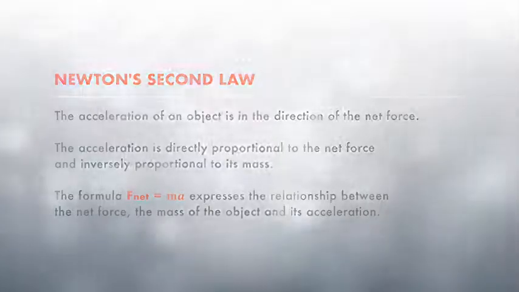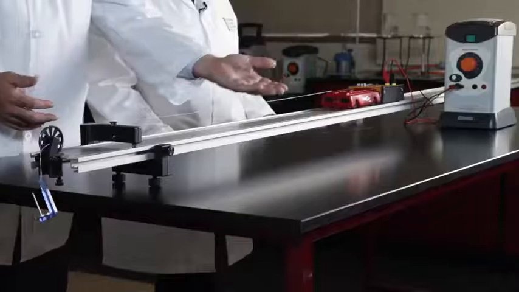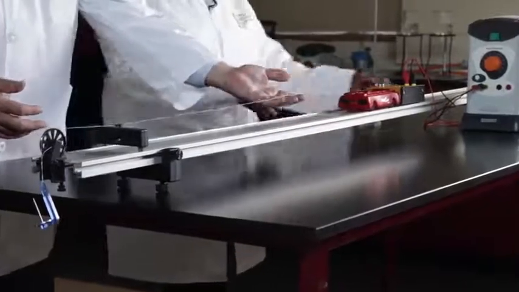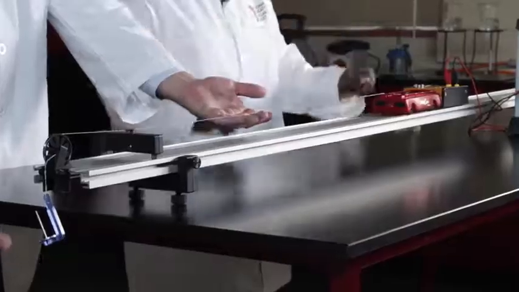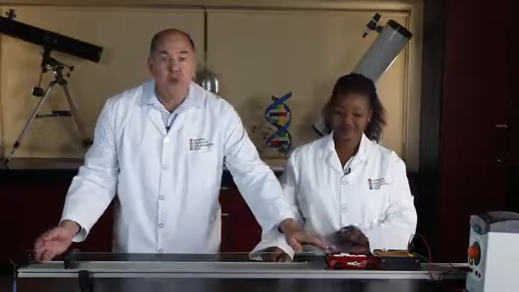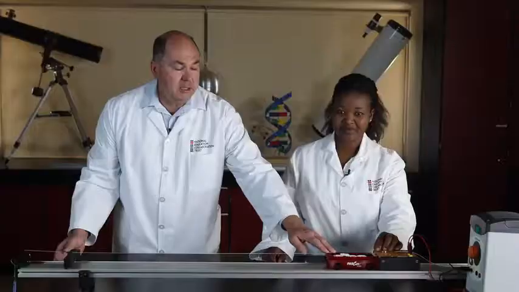The basic setup is a trolley on a track attached with a light, inextensible string to a weight that hangs over a pulley. When the trolley is released, the weight pulls the trolley down the track.